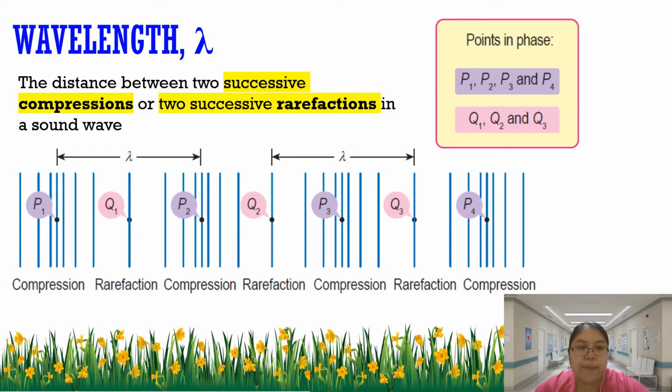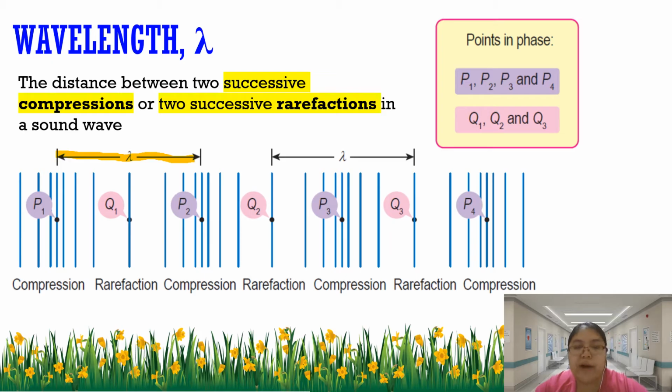So for example, P1 is a compression. So the consecutive, or successive, compression, where is that? There's another compression, P2. So from here, we can say that there's a lambda.